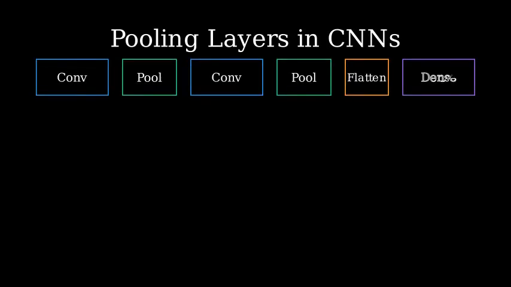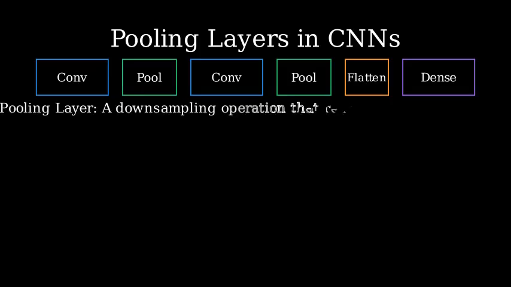Welcome to this educational video on pooling layers in convolutional neural networks, also known as CNNs. In deep learning and neural network architectures, CNNs are particularly powerful for image recognition and processing tasks. So, what exactly is a pooling layer?